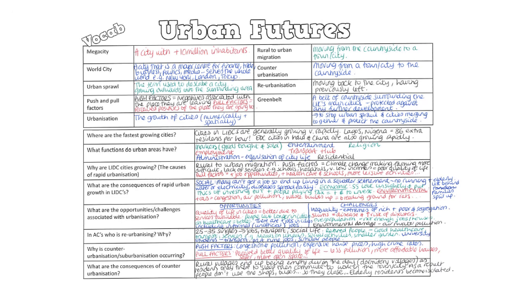Why are cities in LIDCs growing? So what are the causes of rapid urbanisation in LIDCs? So this is where you talk about rural to urban migration, you talk about your push and pull factors. So people are being pushed away from the rural areas because climate change is making farming incredibly difficult, so they're not making much money, they're struggling to make a living. There's a complete lack of job opportunities, lack of services like schools and hospitals, and this means that they have a very poor quality of life, poor life expectancy, etc.